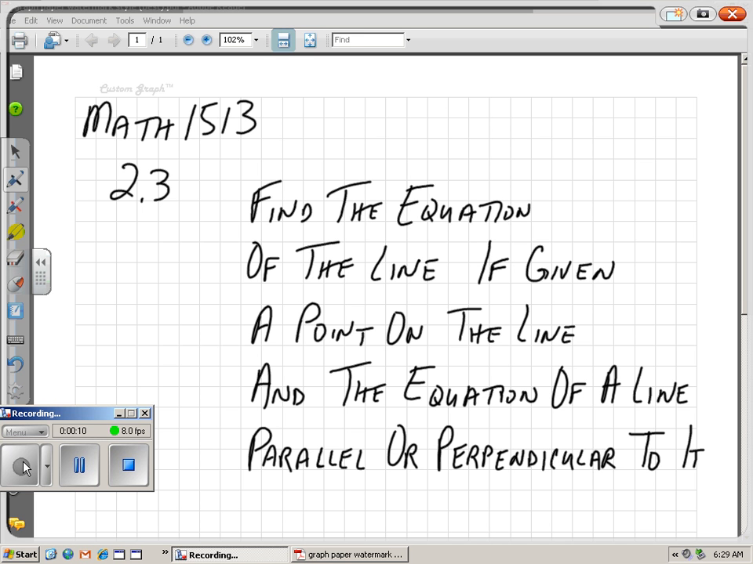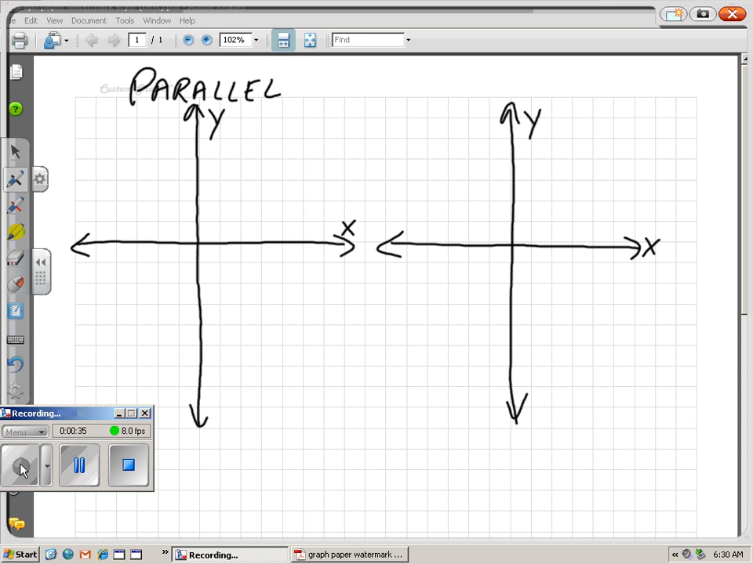Find the equation of a line if given a point on the line and given the equation of a line that lies parallel or perpendicular to it. So we're going to be given 2 points of information. We're going to be given the coordinates of a point that is on the line. What else do we need? We need the slope. And if we look at a parallel or perpendicular line, we can tell what the slope of our line is. All right, let's review parallel and perpendicular lines.